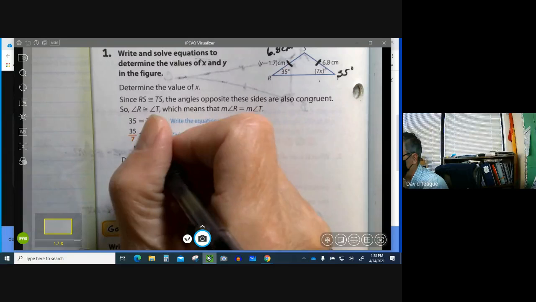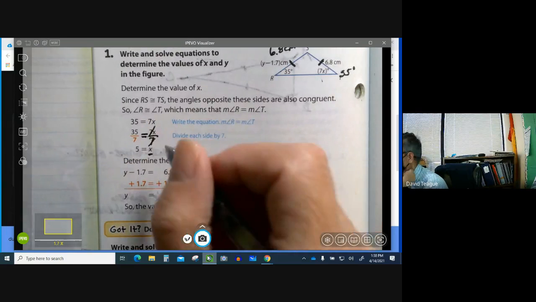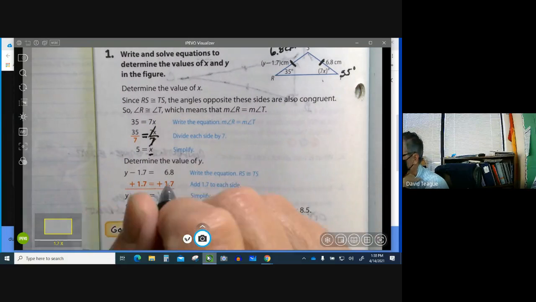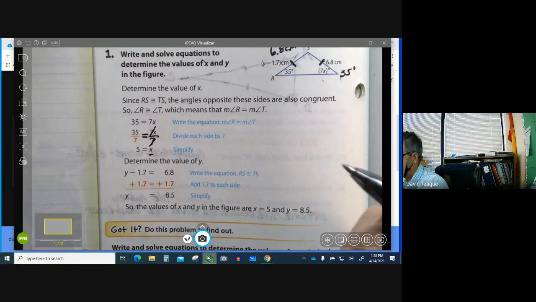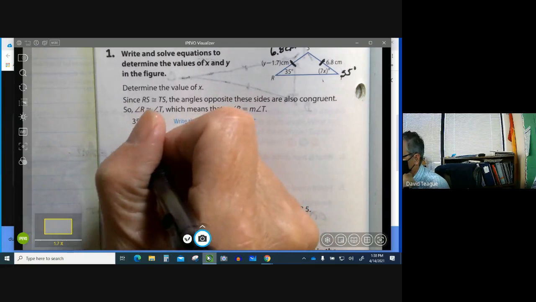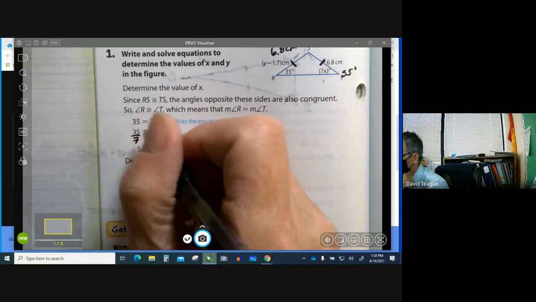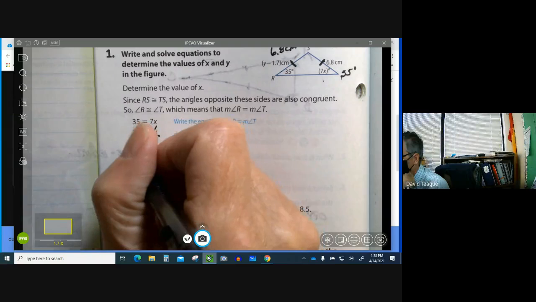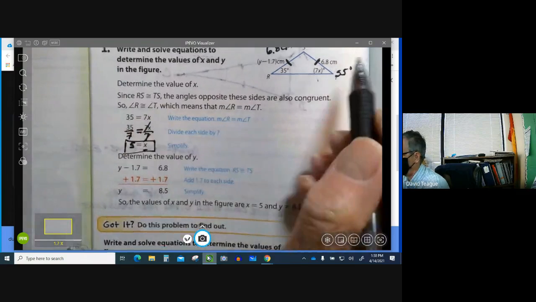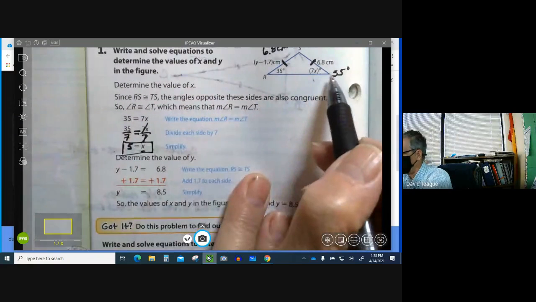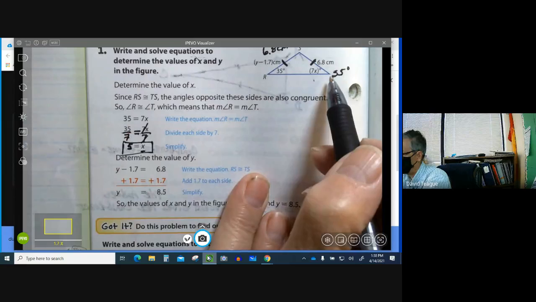But since you have this equal sign, whatever you do to the right side, you have to do to the left side, because you have to keep it balanced. So we're going to divide this side by 7. And 7 goes into 35 5 times. So we know the value of x right here is 5.